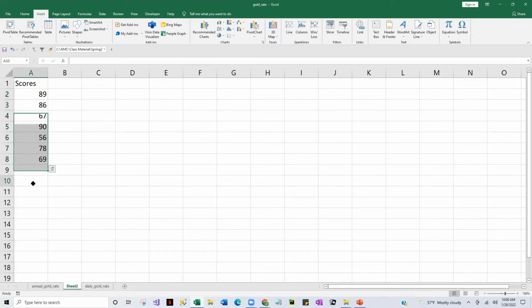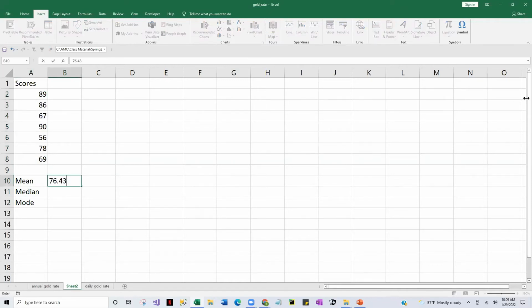Okay, so here you're going to find the mean, median, and mode. You can use any tool you want. You can use your calculator, or you can ask someone else. The mean is going to be about 76.43. The median's going to be 78, by the way, too.